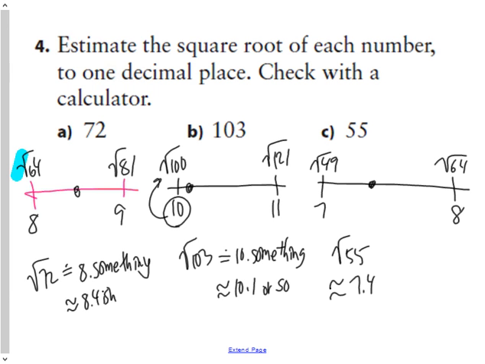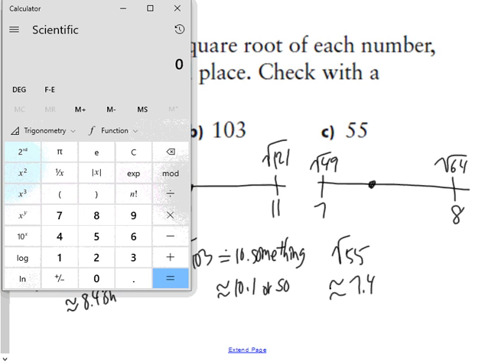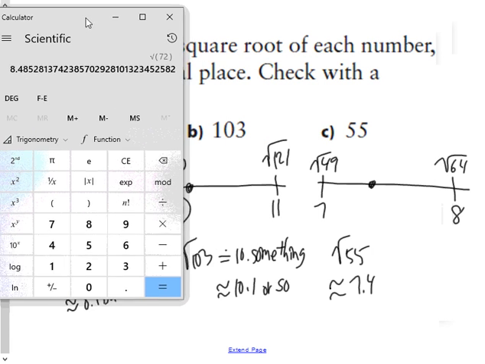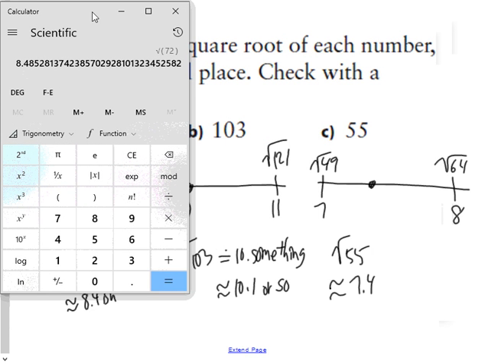Now I'm going to take my calculator to check my answers, see how well I did. First one is the square root of 72. I said 8.4, and the answer is 8.5. Not bad. Second one was the square root of 103. I said 10.1 or so, and it is 10.1, which is good. And finally, the square root of 55. I said 7.4, and it is 7.4.